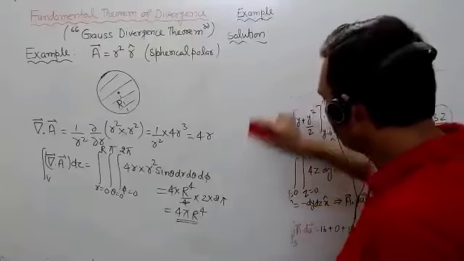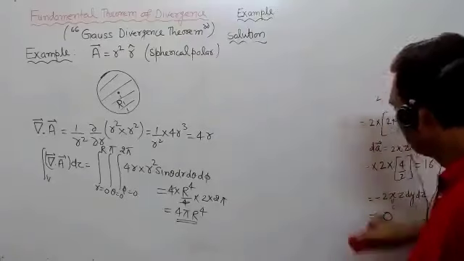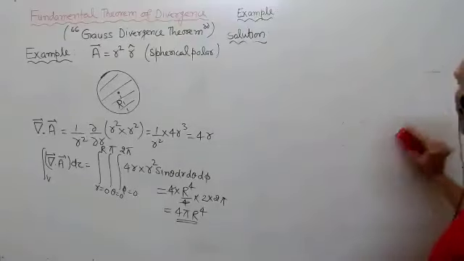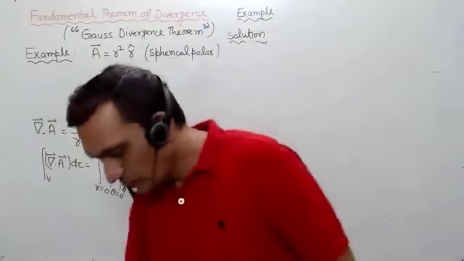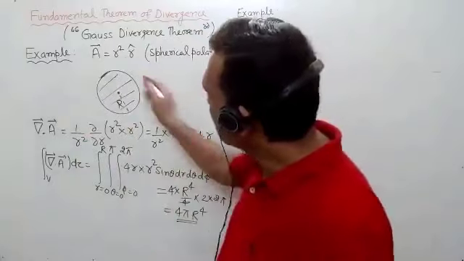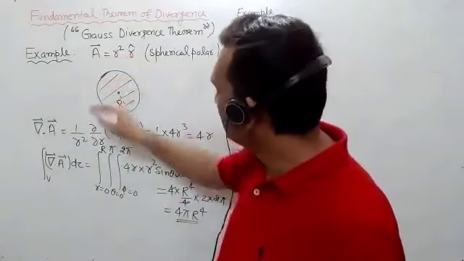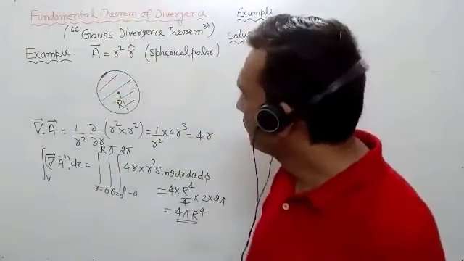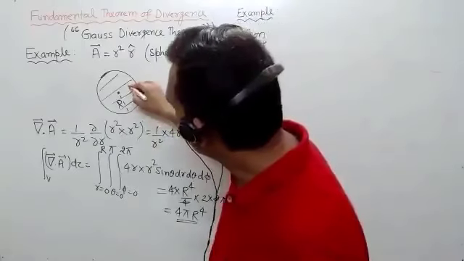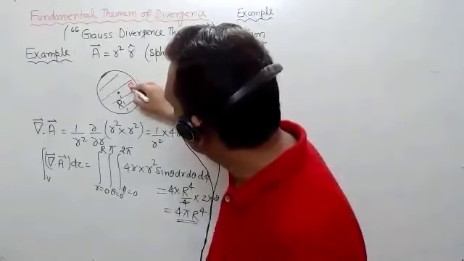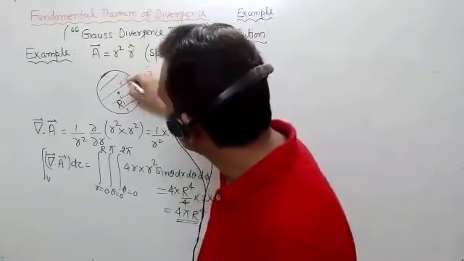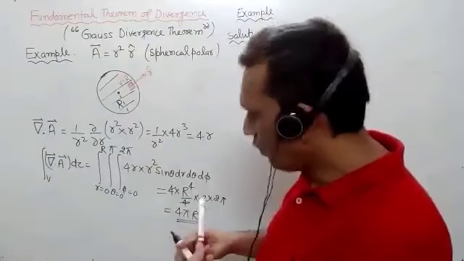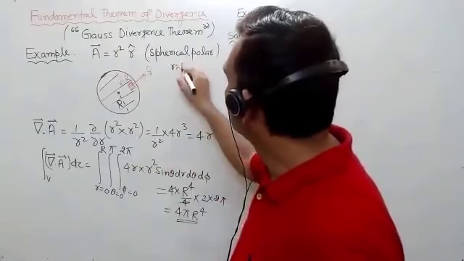Is it clear? Yes, sir. Now we have to see the surface integral. This volume is surrounded by how many surfaces? One surface. That surface is r is equal to capital R. This direction will be r cap. This is r is equal to capital R. So what will be dA over this surface?